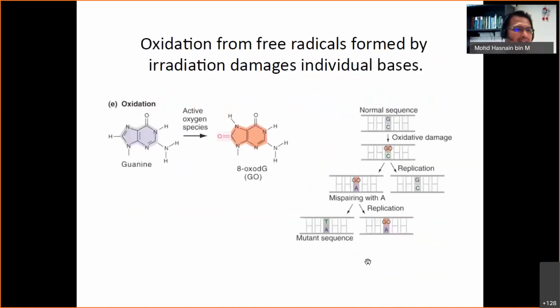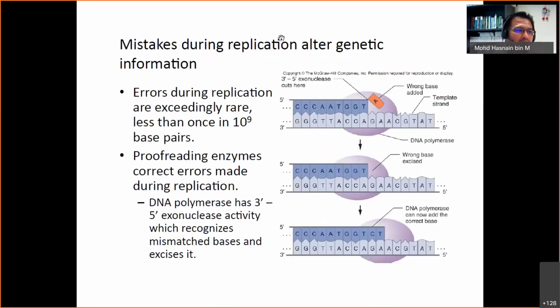Okay? All right. Mistakes during replication alter genetic information. As I mentioned, this is a polymerase, a wrong base is added. Okay? And then you can see here the 3' to 5' exonuclease cuts here. Errors during replication are exceedingly rare, less than once in 10 to the power of 9, which is what? 1 billion base pairs. So every 1 billion, you find only one mutation or error during replication.